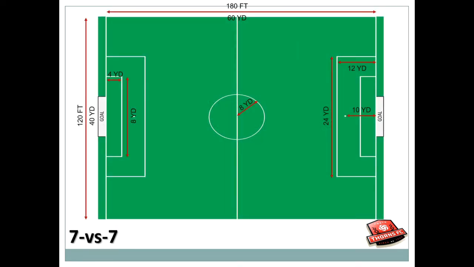It's important to recognize the different field sizes depending on the age or format of play. For U8 to U10 soccer, most organizations will play 7v7 soccer. Although field sizes may vary some, a 7v7 soccer pitch is generally 60 yards in length by 40 yards in width. With the smaller field size, there are also reductions in other dimensions.